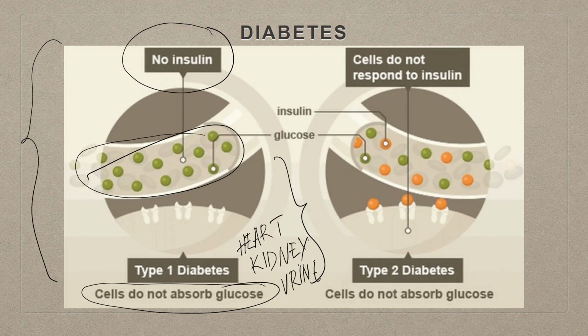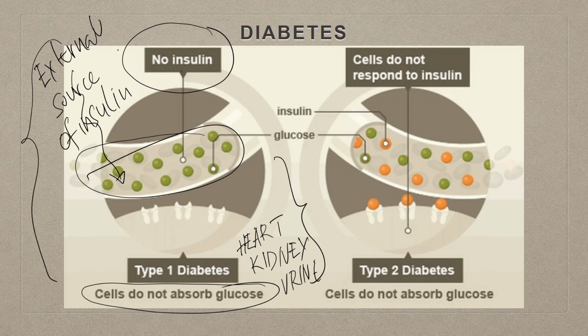You will have a lot of sweating, perspiration, as the body will try to balance it out in case of no insulin. So, the only way you can handle this is an external source of insulin, which goes and binds to the adipose tissue, liver, to ensure that the glucose is being absorbed. This is one way.